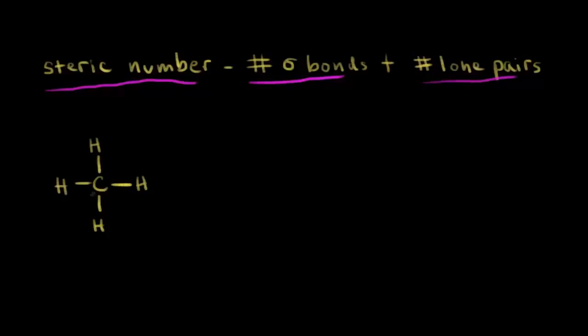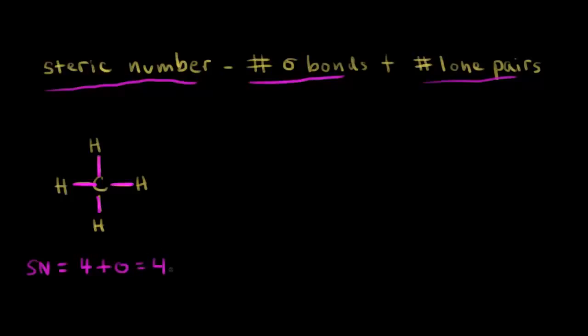So if I wanted to find the steric number, the steric number is equal to the number of sigma bonds. I look at around my carbon here and I see 1, 2, 3, and 4 sigma or single bonds. So I have 4 sigma bonds. I have 0 lone pairs of electrons around that carbon. So 4 plus 0 gives me a steric number of 4.